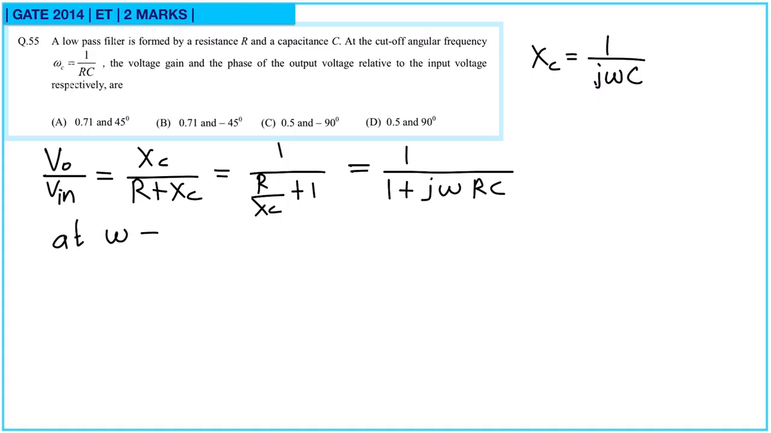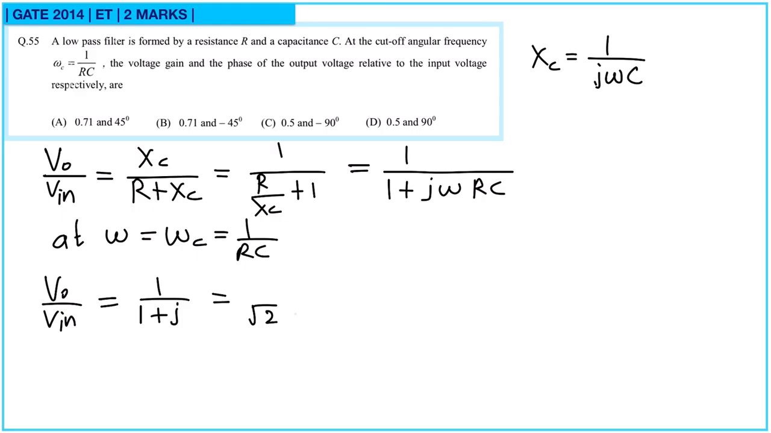Now at omega is equal to omega c, that is 1 upon RC, the value of VO by Vin will be 1 upon 1 plus j. Now we can write this in polar form. So 1 plus 1j is equal to root 2 e raised to j theta, where theta is obtained by tan theta is equal to y by x. So that will be 1 only. So this will be pi by 4 because tan pi by 4 is 1. So this will be equal to 1 by root 2 e raised to minus pi by 4.